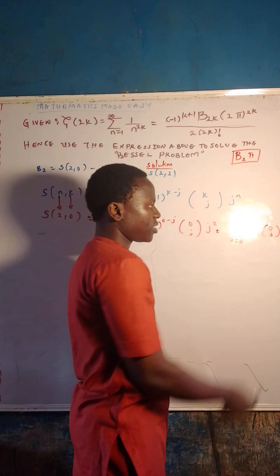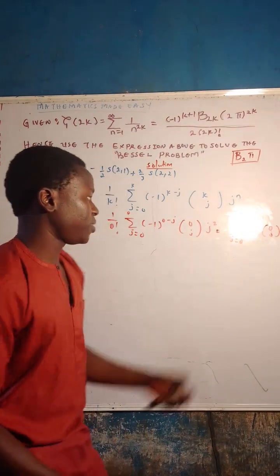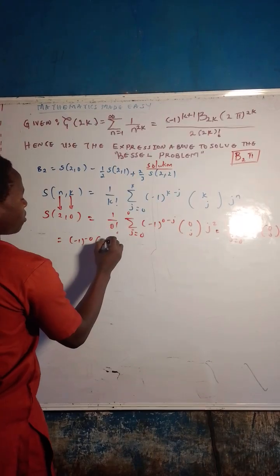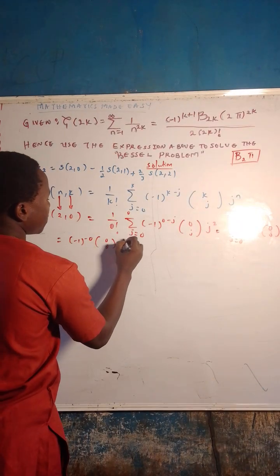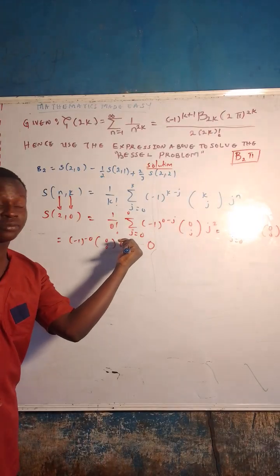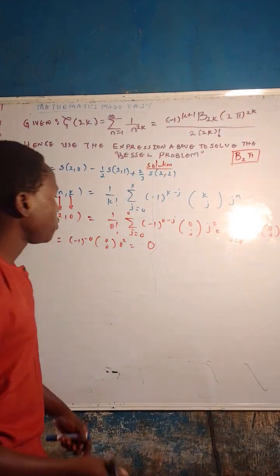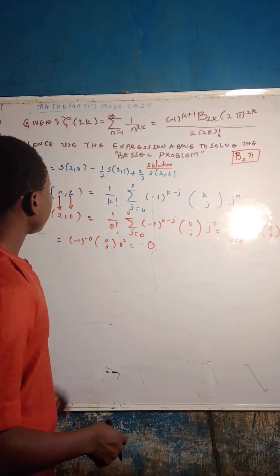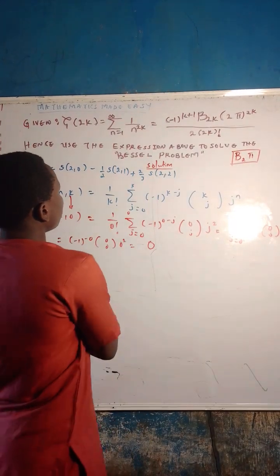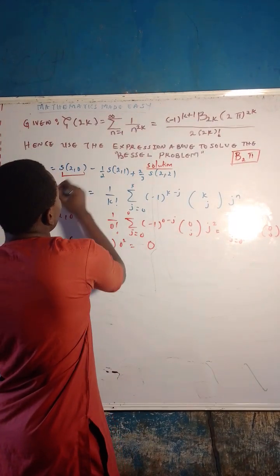If we sum this from 0 to 0, that is, you set j to be 0. So we're going to have minus 1 raised to the power of minus 0, multiplied by 0 combination 0, then multiplied by 0 squared. This will then give us 0 because it's multiplying with 0. So we're going to have 0. That's beautiful. Okay, so that is S2 of 0. So S2 of 0 equals 0. We are done with this.